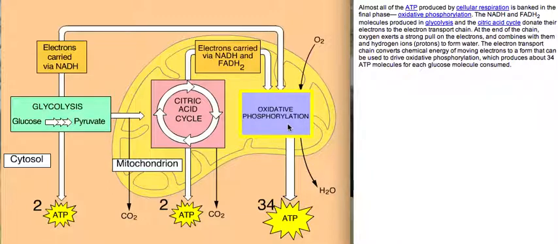At the end of the chain, oxygen exerts a strong pull on the electrons and combines with them and hydrogen ions, protons, to form water. The electron transport chain converts chemical energy of moving electrons to a form that can be used to drive oxidative phosphorylation, which produces about 34 ATP molecules for each glucose molecule consumed.